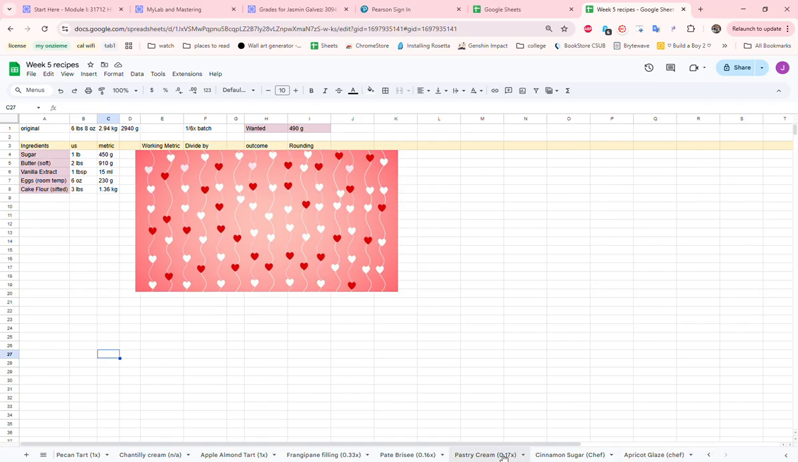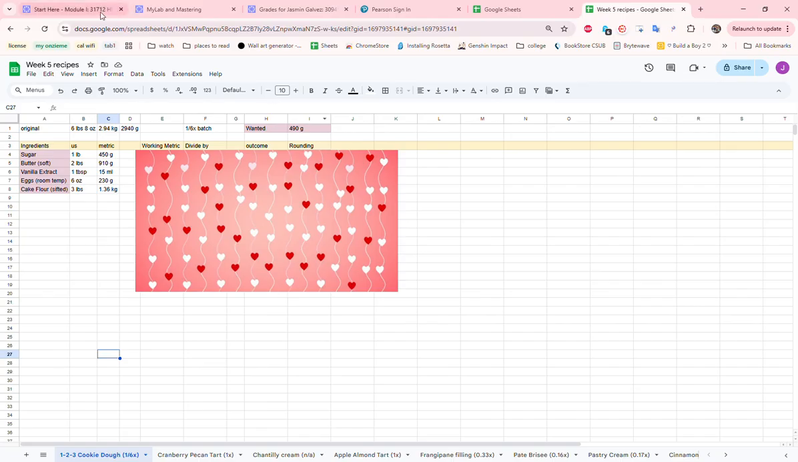We have the pastry cream at 0.17 of a batch, pate brisée, which is 0.16 of a batch, frangipane filling, which is 0.33 of a batch, apple almond tart, which is one batch, chantilly cream, batch not provided, so I put NA, cranberry pecan tart, which is one batch, and the 123 cookie dough, which is 1/6 of a batch.